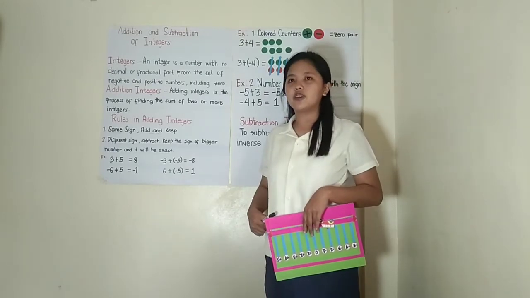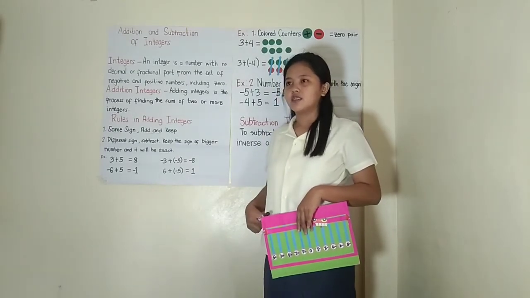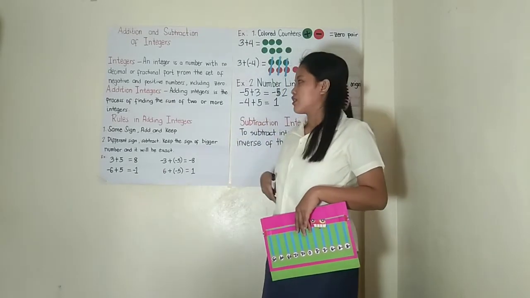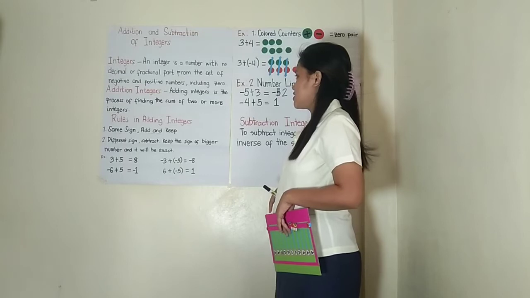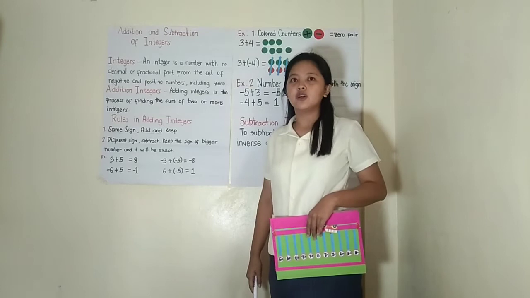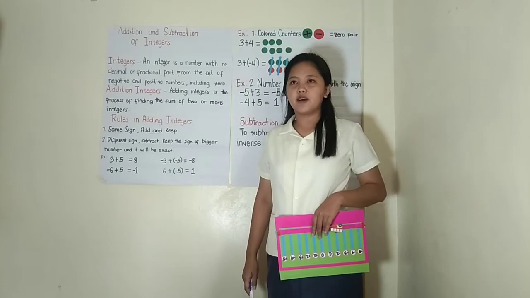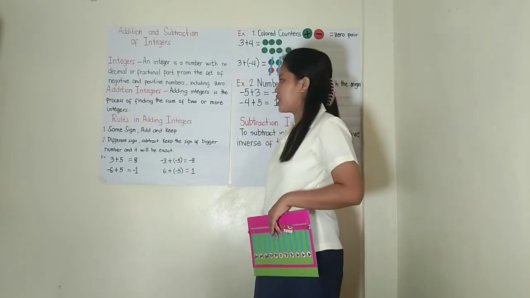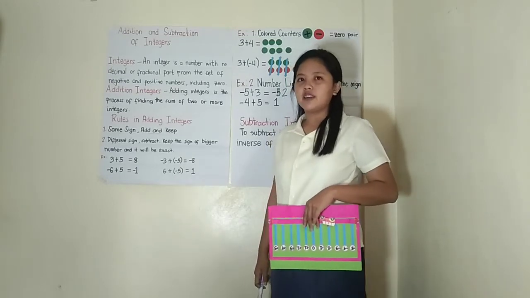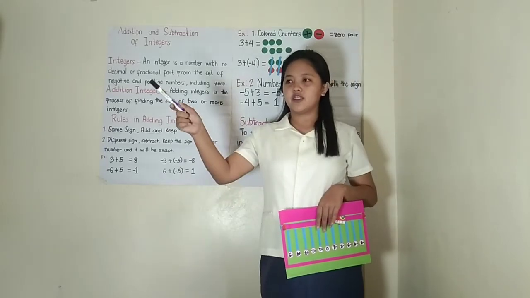Next is addition of integers. Does anyone can define what is adding integers? Yes, Clarice. Good. Adding integers is the process of finding the sum of two or more integers. Adding two positive integers always yield a positive sum. So we have rules in adding integers. Do you have any idea what the rule is? Yes, Rico.